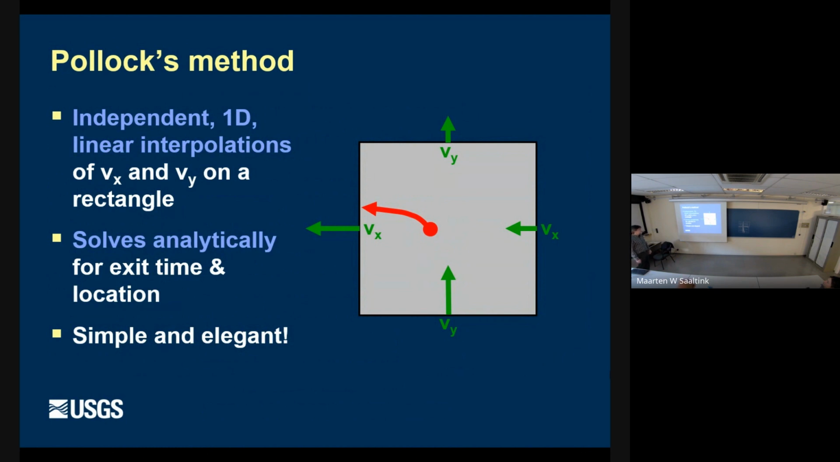So let's see what Pollock's method does. You have a rectangular cell, and Modflow has given you the normal flows across these faces. You know the porosity, you can translate those into velocities, right? So these are normal velocities of the flow going across these 4 faces. So what MODPATH does is it does independent one-dimensional interpolations of the velocity, the x velocity from here to there, and the y velocity from here to there. So that defines a velocity field all through this cell. And that's what it uses to compute the trajectory of the particle.